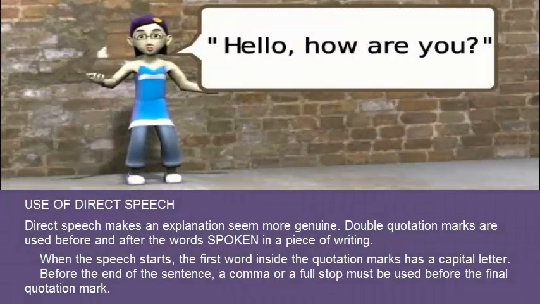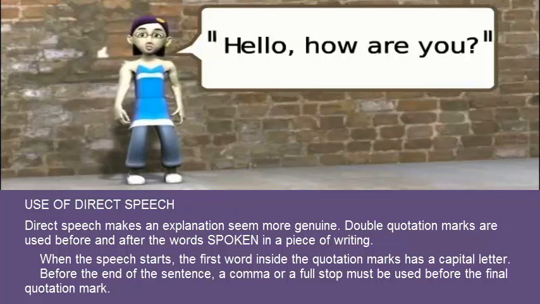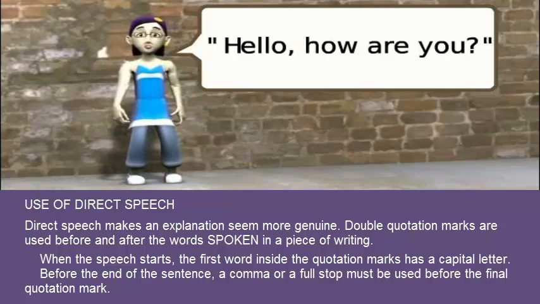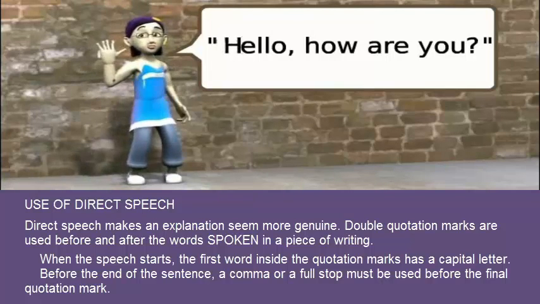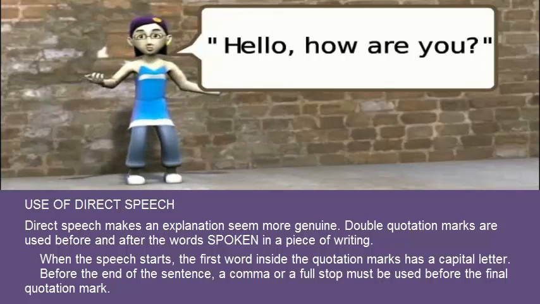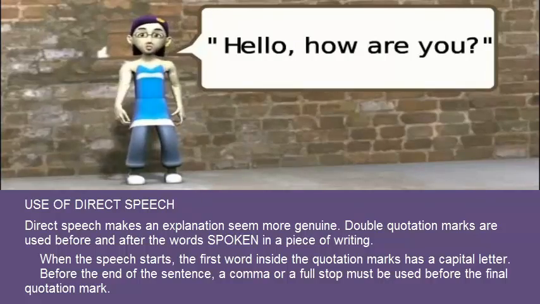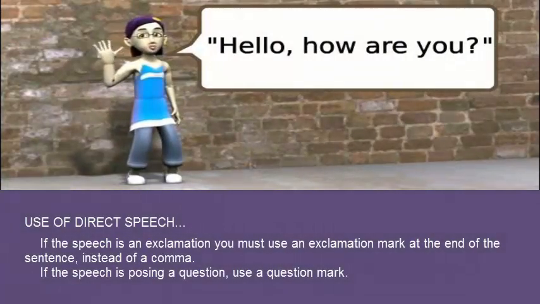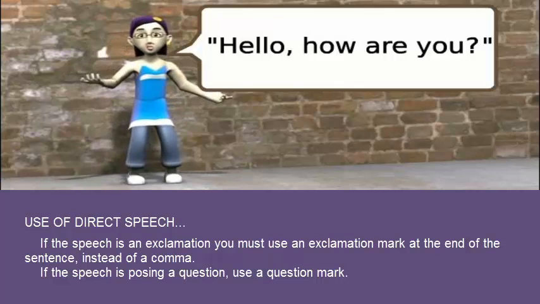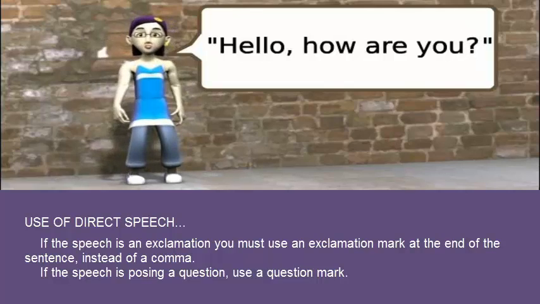Use of direct speech. Direct speech makes an explanation seem more genuine. Double quotation marks are used before and after the words spoken in a piece of writing. When the speech starts, the first word inside the quotation marks has a capital letter. Before the end of the sentence, a comma or a full stop must be used before the final quotation mark. If the speech is an exclamation, you must use an exclamation mark at the end of the sentence instead of a comma. If the speech is posing a question, use a question mark.